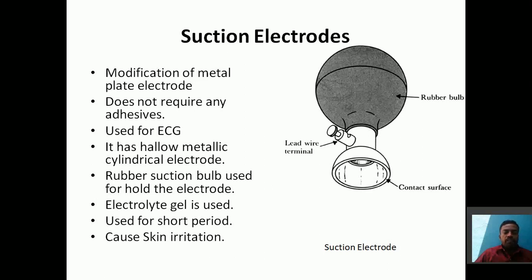This electrode causes some skin irritation. If you use it for a long time, the electrode sucks our skin inside, so it causes some irritation to the patient. So we cannot use this electrode for a very long time, only for a short period. This is a suction electrode, also one of the oldest types of electrode.